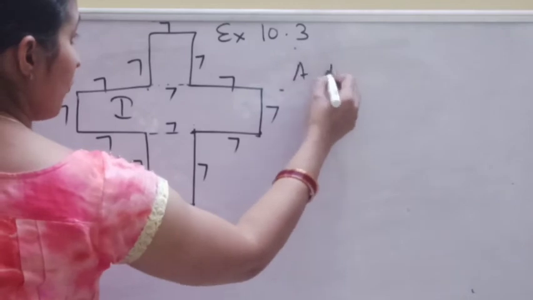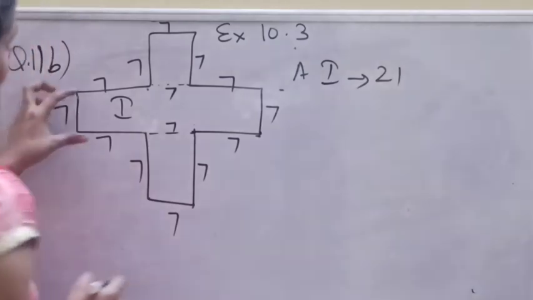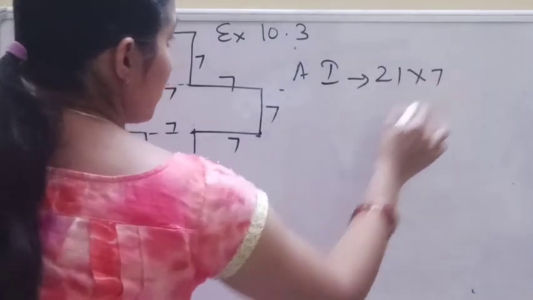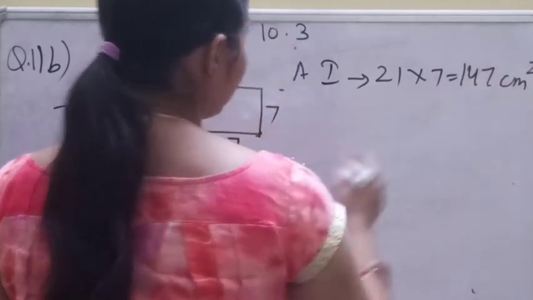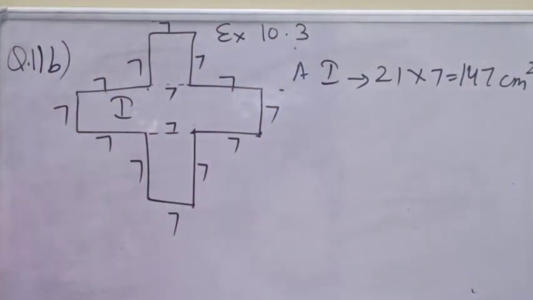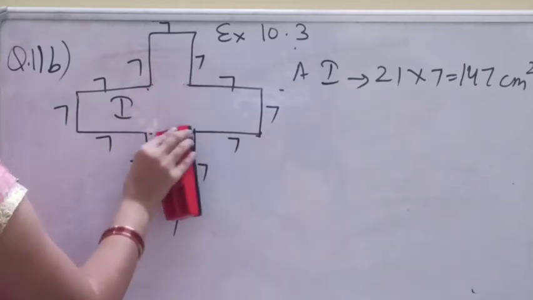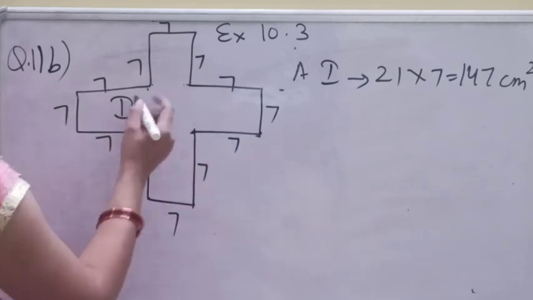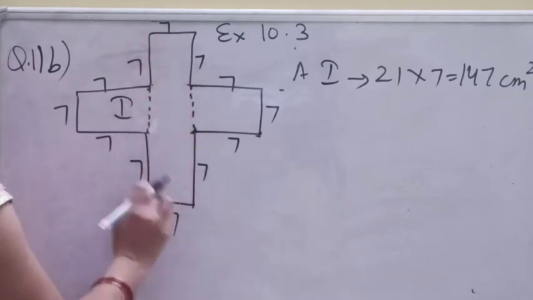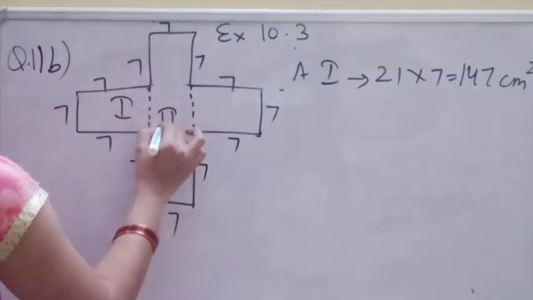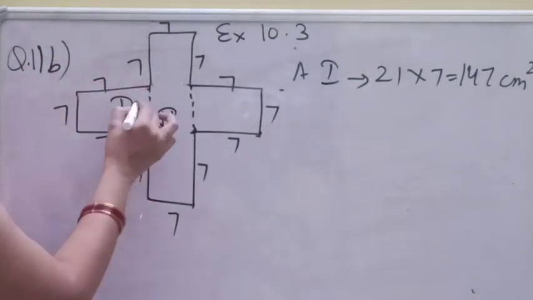For area of first rectangle, this complete length is 21 and breadth is 7. So 21 into 7 is 147 centimeter square. So this one we will find first. Then 1 we have covered. Then if you join like this, then this will become another rectangle. So name it as 2. Now this is 7, so this one is also 7.